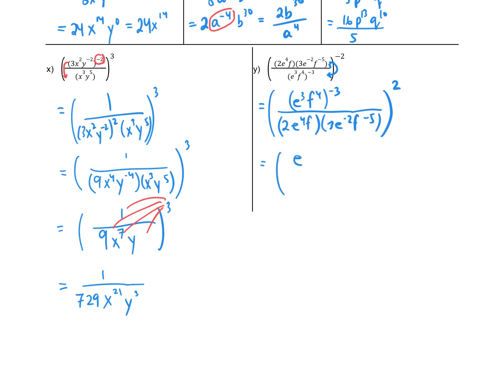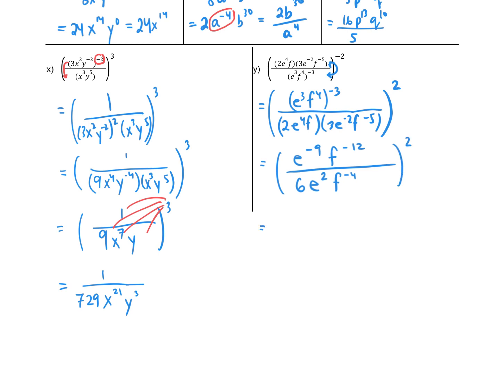So I will have e to the power of 3 times negative 3, so negative 9, f to the power of 4 times negative 3, so negative 12, over 2 times 3 is 6, e to the 4 times e to the negative 2, so we're adding our exponents. 4 plus negative 2 is 2. And then for f, 1 plus negative 5 is negative 4. And all of that is to the power of 2.